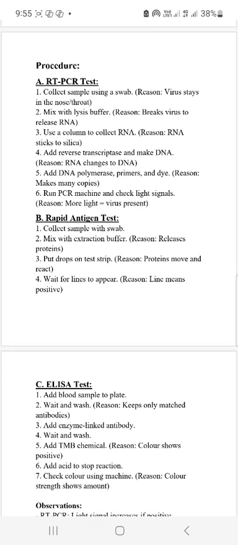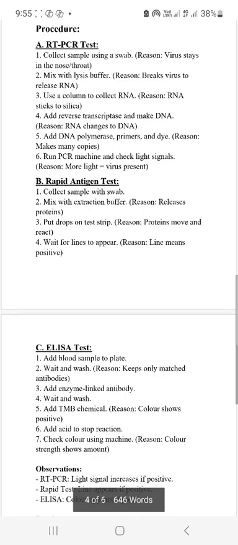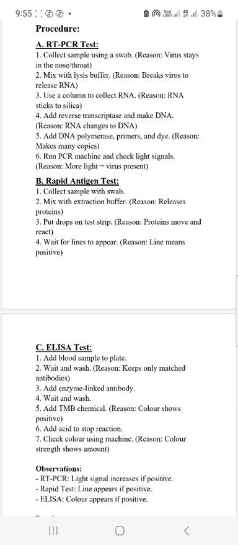The second one is rapid antigen test. Collect the sample with the swab, mix with the extraction buffer so that it releases the protein. When the protein is released, you have to put the drops on the test strip. When you put the drops on the test strip, the protein moves and reacts. Wait for lines to appear. When the lines appear on the strip, it means that the virus is present.